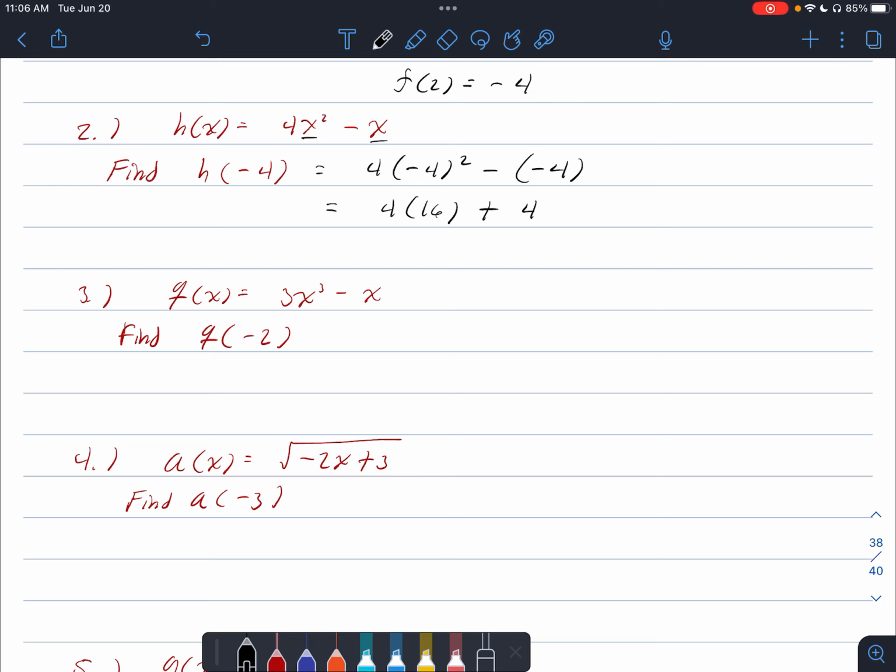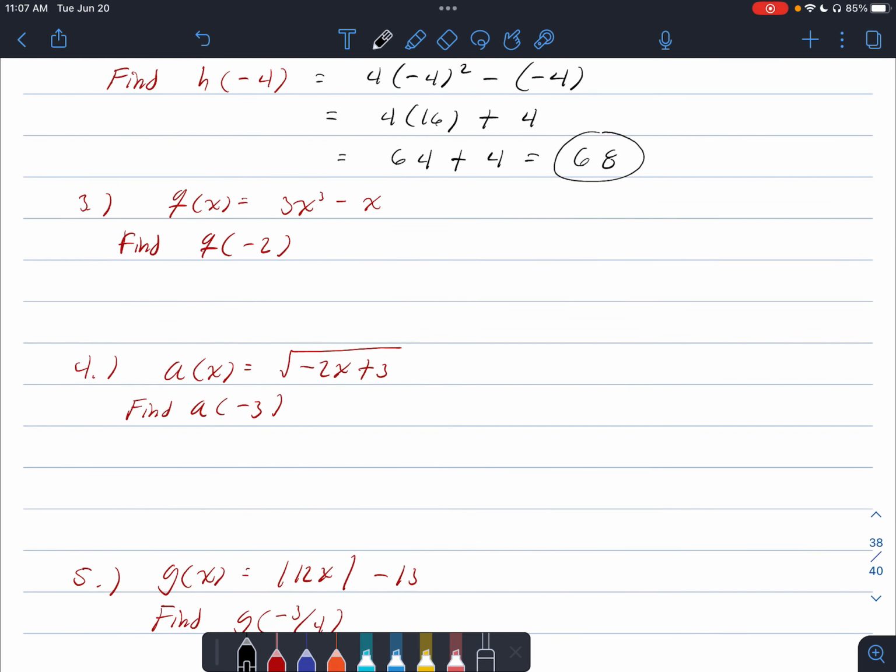Now we do 4 times 16, which is 64, plus 4, and we get 68. So h of negative 4 is equal to 68.